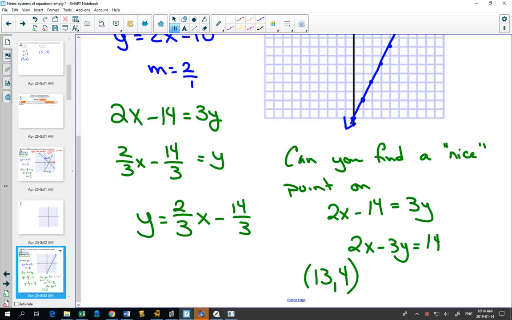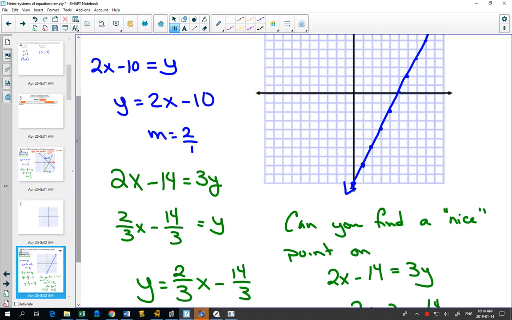Found another one. 7 comma 0. Oh, very nice. When x is 7 and y is 0, that one works. Does that one fit on my graph? Yes. Okay, so I know that 7 comma 0 fits on my graph.